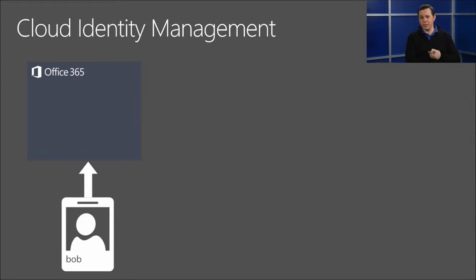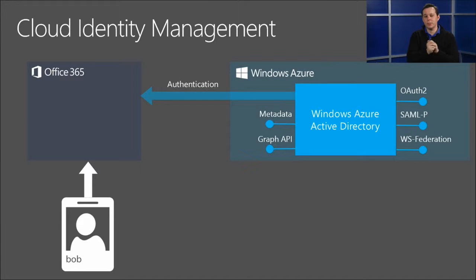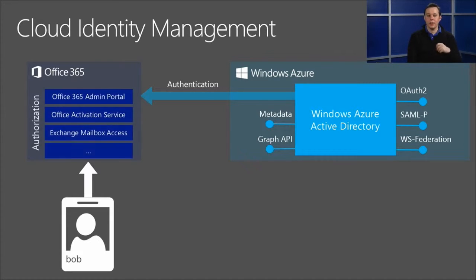Bob's trying to connect to Office 365, and Office 365 will actually check Bob's credentials against Windows Azure. So Windows Azure is the thing that's authenticating Bob to be who he says he is. And once we know Bob is who he says he is, then all the Office 365 services can authorize him to use certain things. So while Windows Azure has that authentication model that proves who Bob is, it's still Office 365 that tells us what Bob is allowed to access itself.